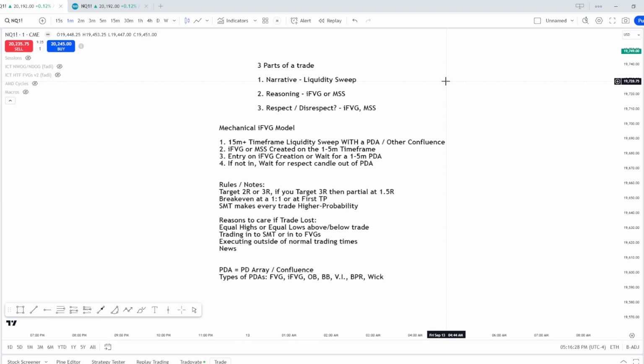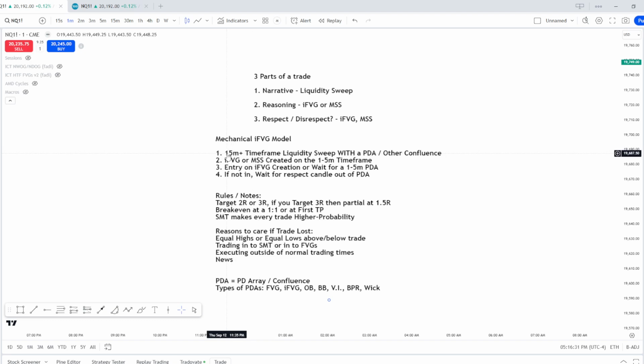Like I said, we're looking for a liquidity sweep off of the 15-minute or above time frame with another confluence. It can be a liquidity sweep inside of a fair value gap, inside of an order block, or an inverse fair value gap, a breaker block. Any of these confluences, it just has to be a liquidity sweep within any of those. It can be a daily liquidity, or a daily fair value gap, a 4-hour fair value gap. It can be any time frame PD array, but the liquidity sweep just has to come from the 15-minute time frame or above.